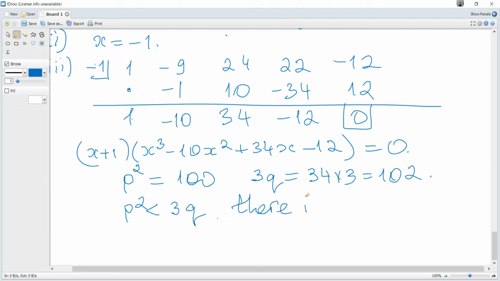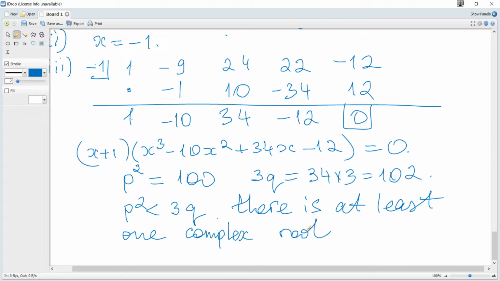Hence, there is at least one complex root. And that's all for part HIII, 4 marks, and it's the last question, and that's all for this question.